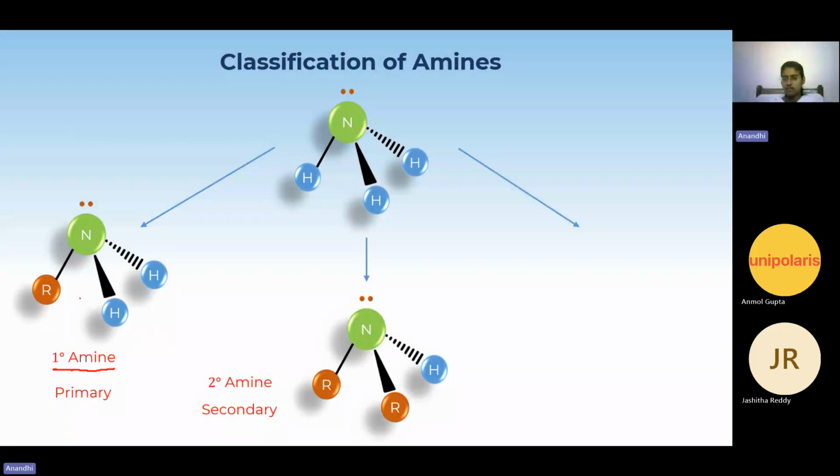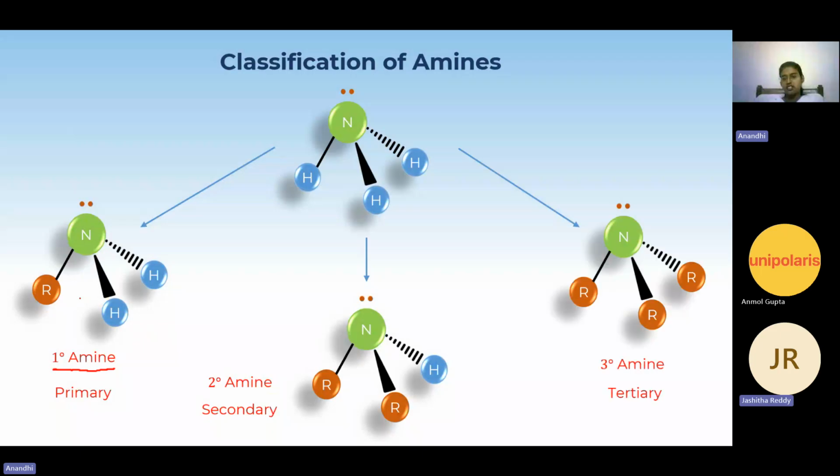Tertiary. Very good. Okay. So this is the classification of amine you should know. If you're having NH2, it is primary, NH is secondary, and if you're having only nitrogen with the lone pair, it is called tertiary. So this is all about the classification of amine.